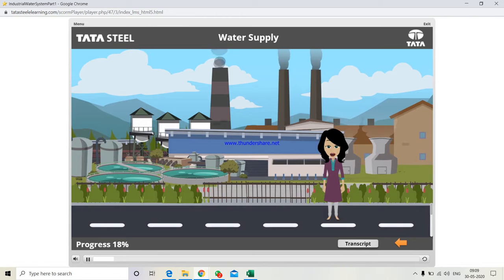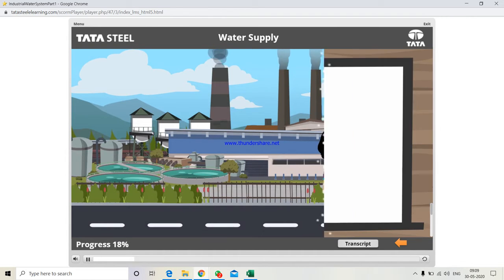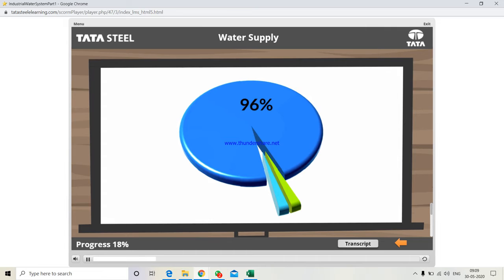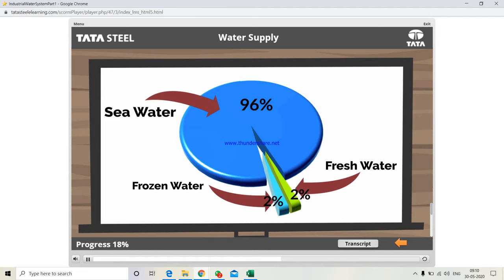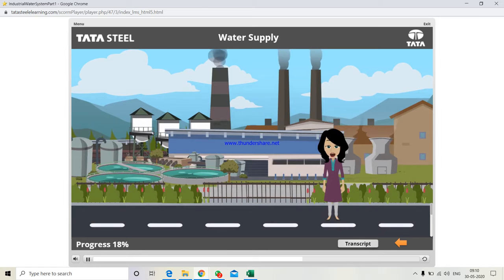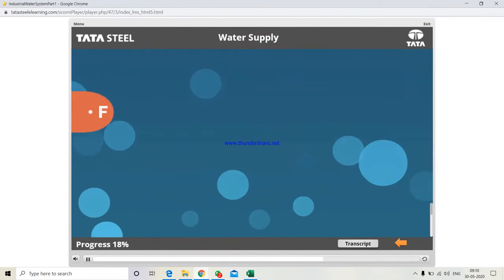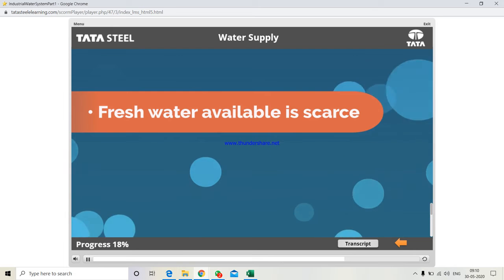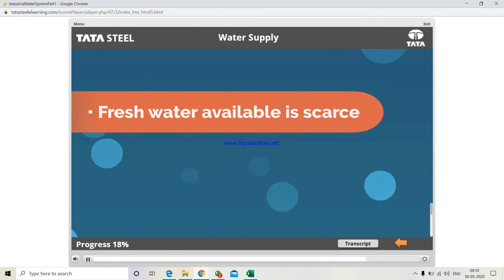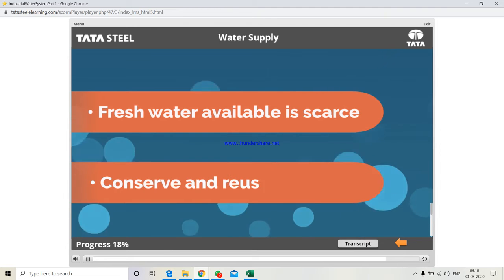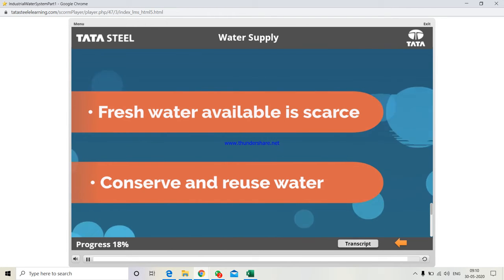Let us see the water distribution through a pie chart. Around 95 to 96% of total water on Earth is seawater. Around 2% is frozen water. The available fresh water is only around 2 to 3%. Thus, we can conclude by saying that fresh water available is scarce and we are bent upon polluting this precious resource. It is imperative to take proper care to conserve and reuse water.